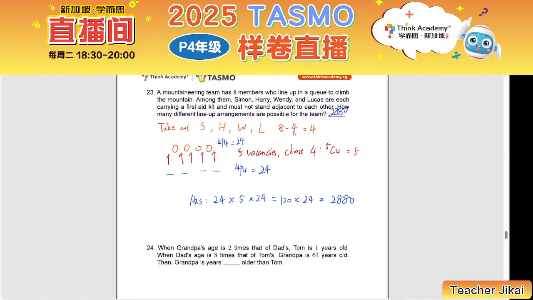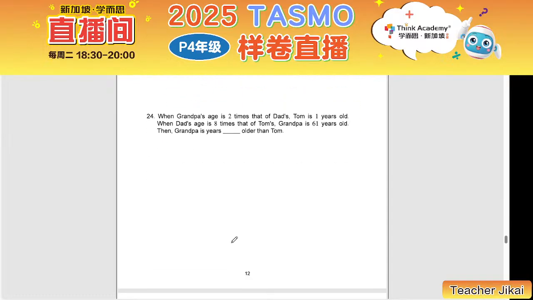So the answer here, 2880. Okay, question 24. Yeah, this is an aging problem. So yes, we have, just draw the age here. So when grandpa is 60, 2 times of that, okay, so we just skip it.